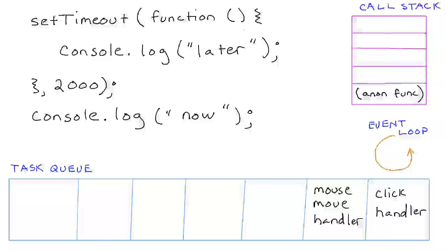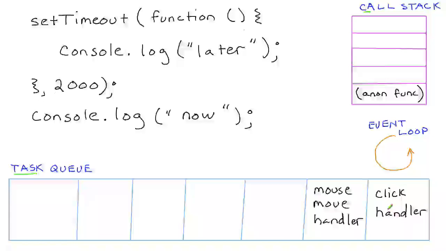One of the ways you can put a function at the end of the task queue is by using setTimeout or setInterval. I'm going to show you in the rest of this video how that works. I've got my call stack over here on the right, and the task queue that we talked about in the last video down on the bottom.